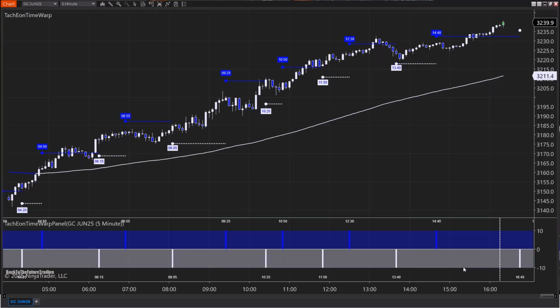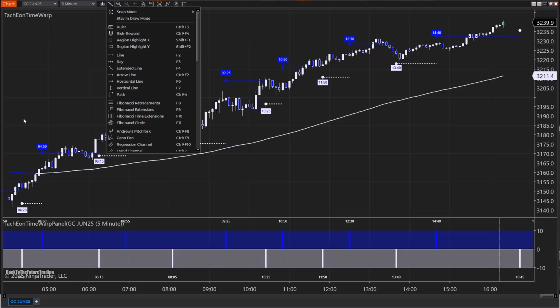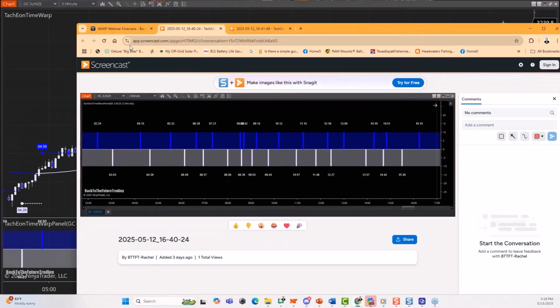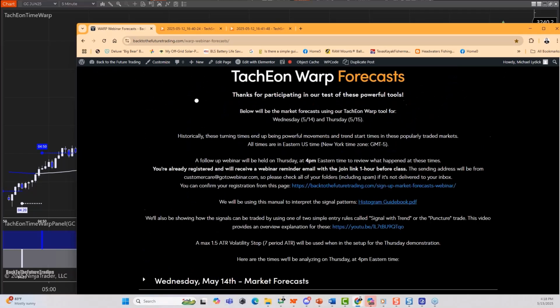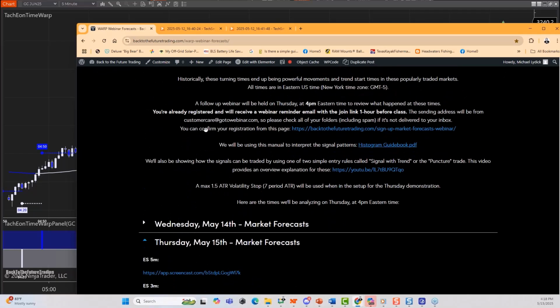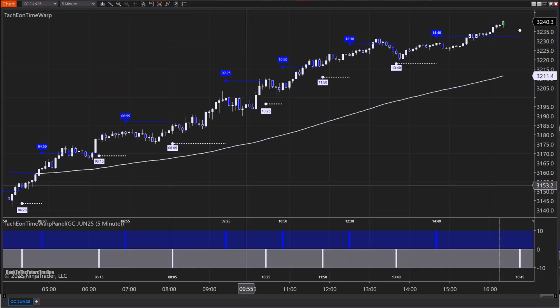Now, Tom, while I'm here, I want to mention 2 setups that I teach. They're on the same page as the internal memo. And I want you to see that there, because there's a difference between a raw signal and a setup. Where are our stops? Where are our targets? So right here it says, hey, we'll be showing how you can use the signals with one of 2 simple entry rules called signal with trend or the puncture trade. And then there's a short video that describes it. What is the signal with trend and what is the puncture trade?